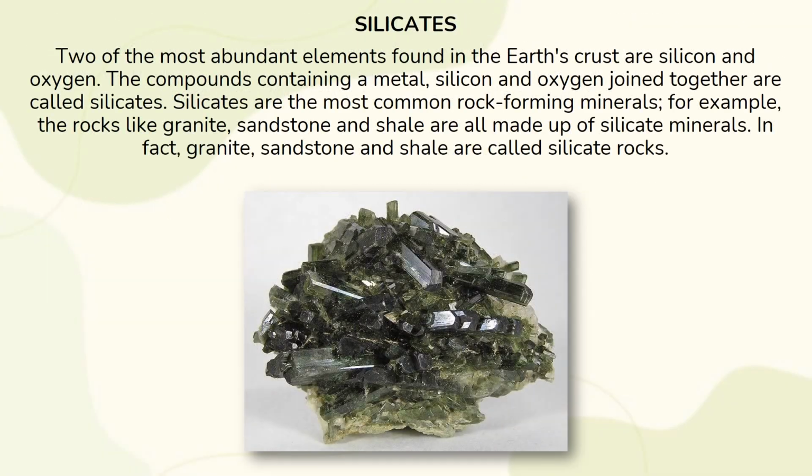Silicates. Two of the most abundant elements found in the Earth's crust are silicon and oxygen. The compounds containing a metal, silicon and oxygen joined together are called silicates.